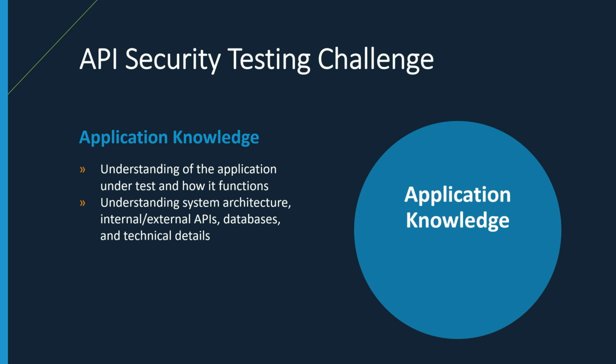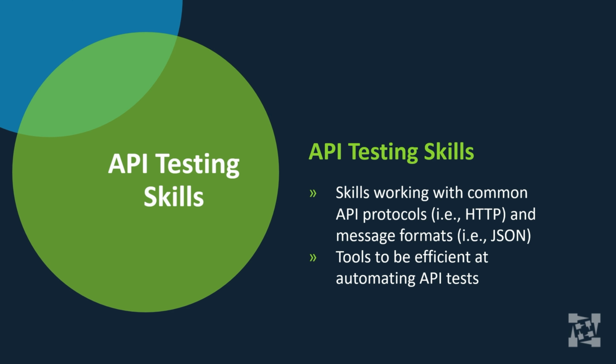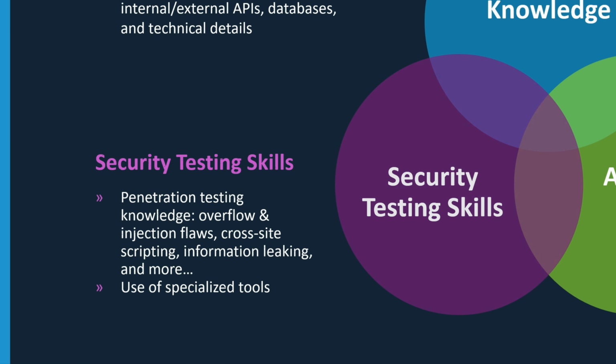API security testing can be a challenging topic because it intersects several important knowledge domains, like application knowledge, which includes technical and system architecture details necessary to be able to interact with its APIs. API testing skills, which proper tooling makes easier, but still requires some specialized skills to be proficient. And then penetration testing skills, which are rare to find outside of an AppSec team where specialized tooling also exists.